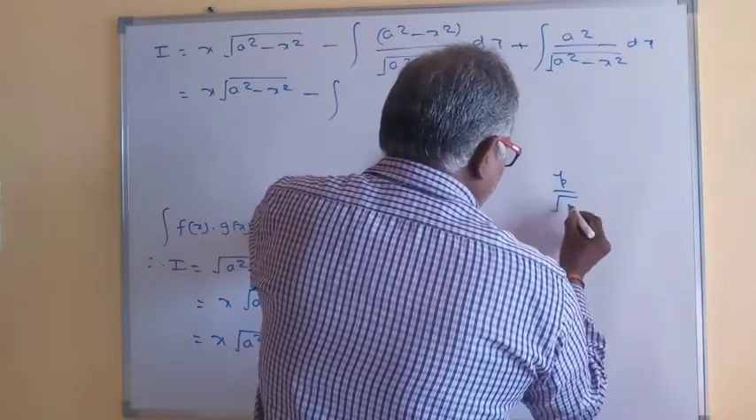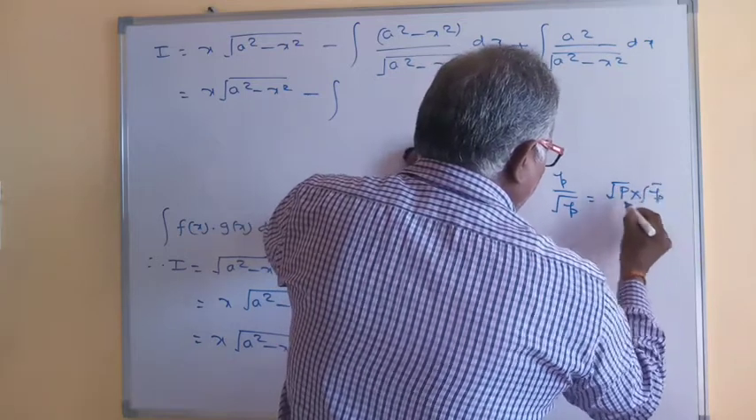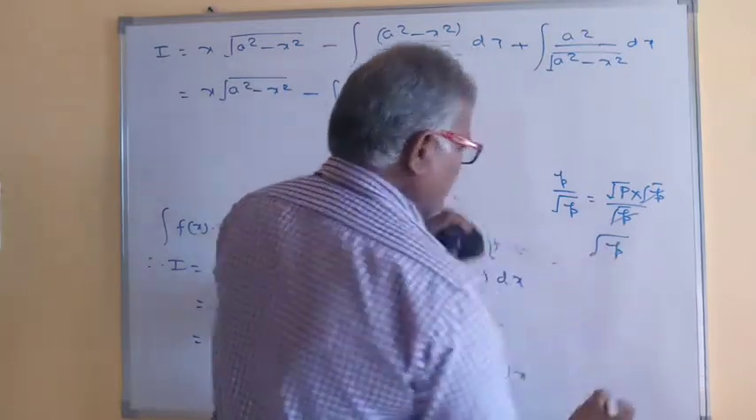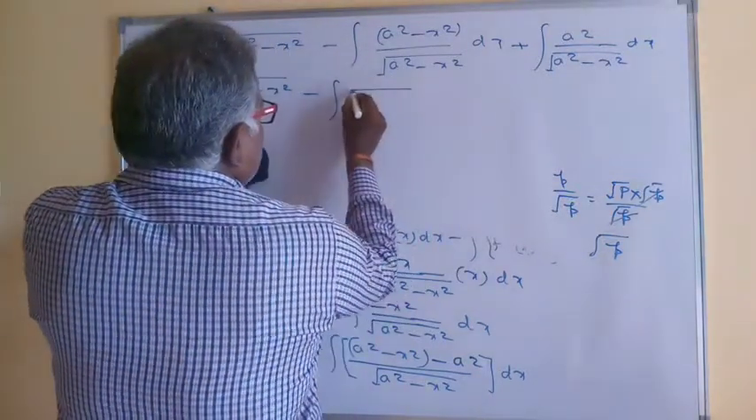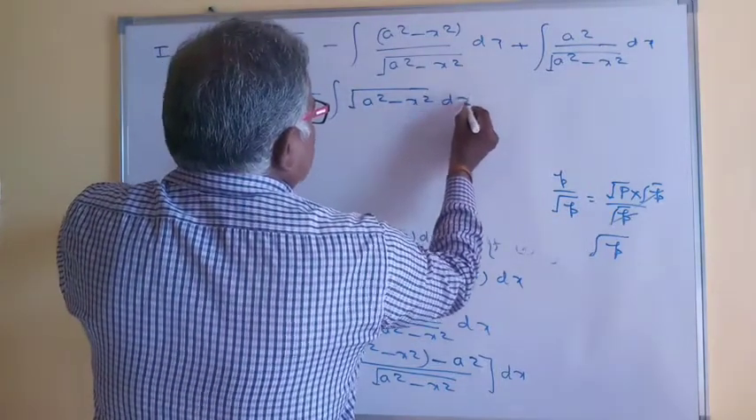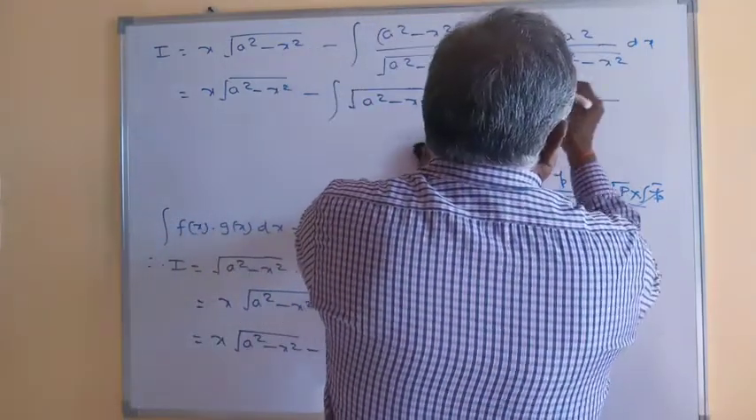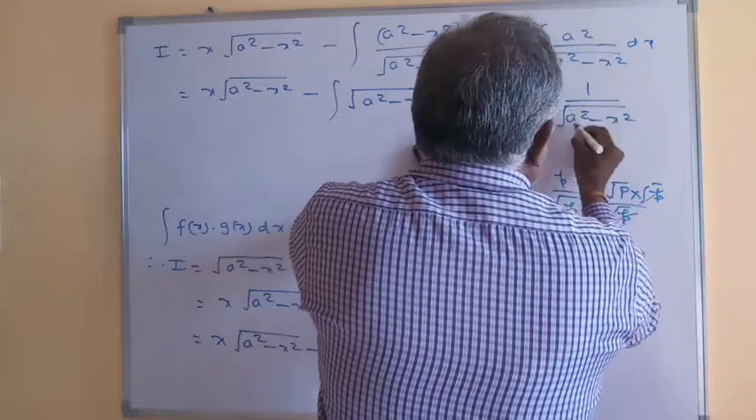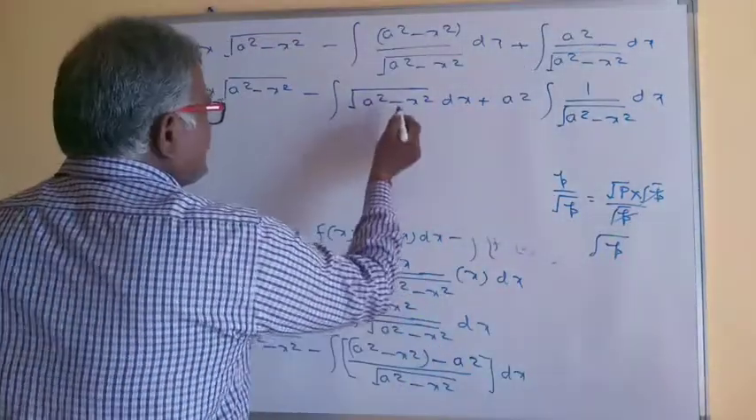Now here x into root of a square minus x square, minus, here suppose p by root p, what will we get? Root p into root p, so root p gets cancelled. p by root p means root p. In the same way, this becomes the square root of a square minus x square dx, plus a square as a constant, taking it as a common factor, integral of a square minus x square dx. So this is nothing but I.